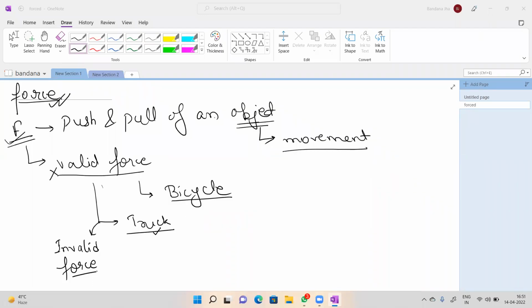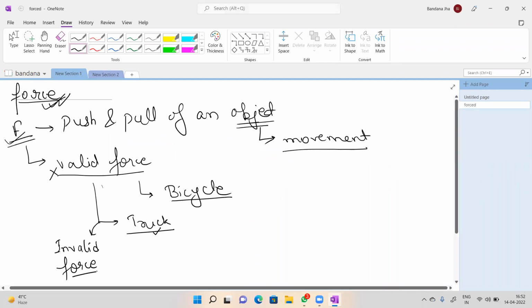Okay, so what is force? Force is a push or pull on an object, and the object also has to move. Then that force is known as a valid force. If we are applying a lot of force and the body is not moving, then that force is known as what, beta? Invalid force. Understood, dear?